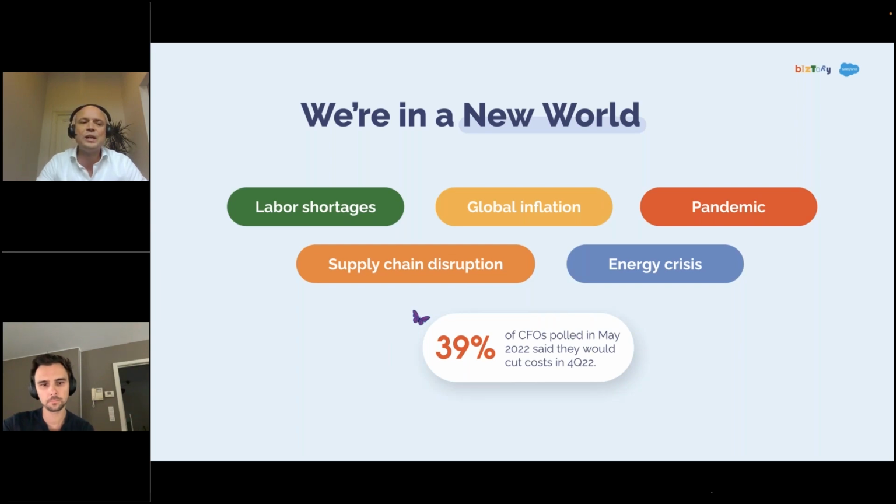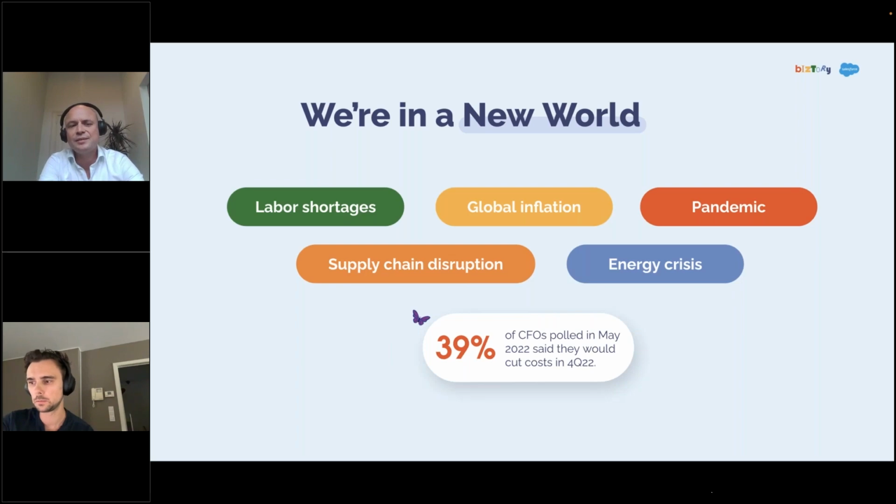And as always, it's not all doom and gloom as depicted on this slide, but we cannot deny that businesses are being challenged. The result is that a lot of businesses are focusing on cutting costs. And there's a quote on that also. 39% of the CFOs that were polled in May 2022 said that they were planning on cutting costs in Q4 2022, so the end of last year. And obviously, when they say that, what they do mean is that they are planning on increasing the profitability of their company by any means possible.